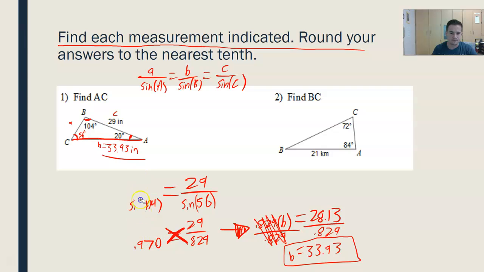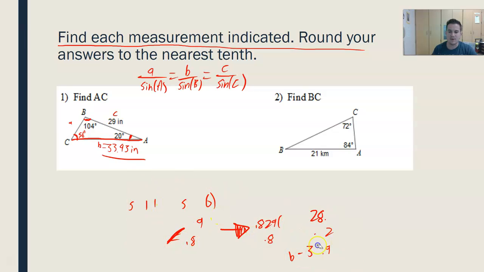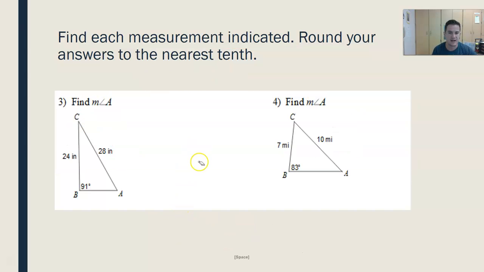Okay, so I'm going to go ahead and skip number 2. You can do that one in your own practice time. I'm going to skip on to the next page here. So on this page, we're talking about finding missing angles. So here, for example, this says find the measure of angle A. So I'm wanting to find this angle right here.